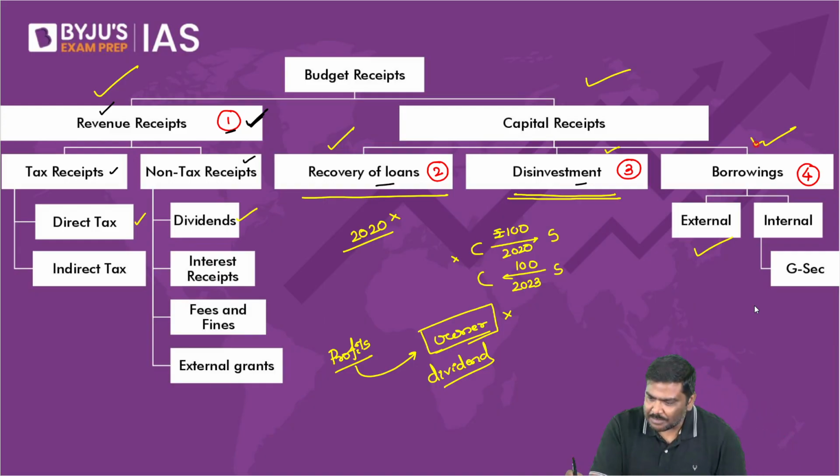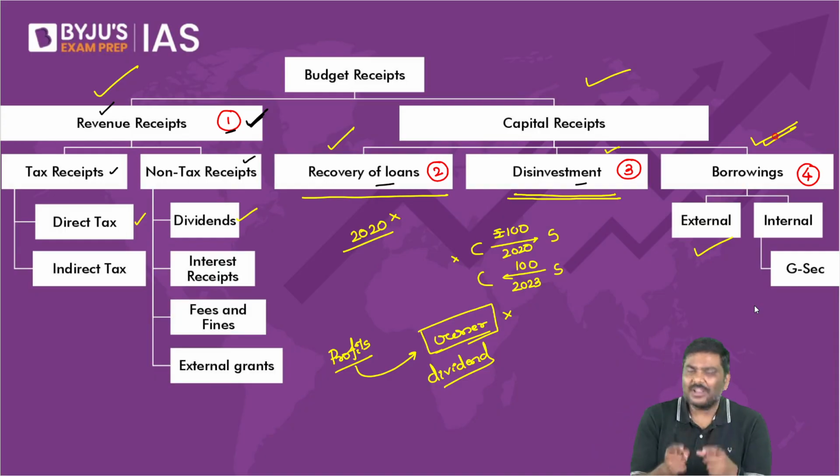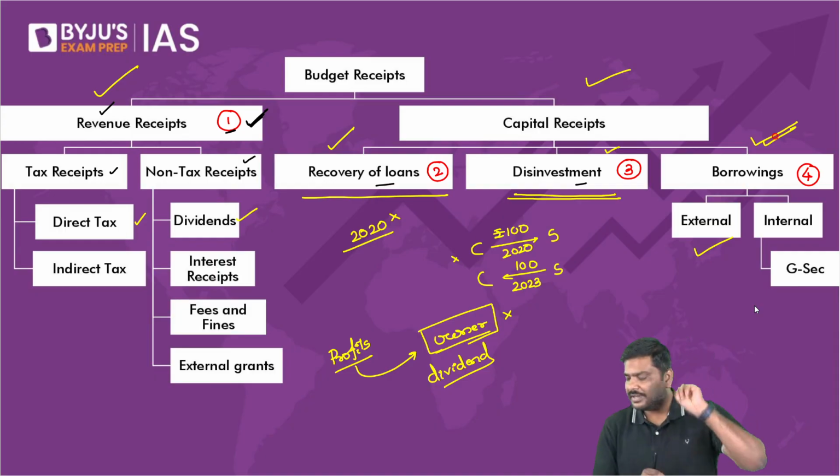So now can I simply say out of all these receipts, the government is going to have a liability only under the fourth one? Any problem here?